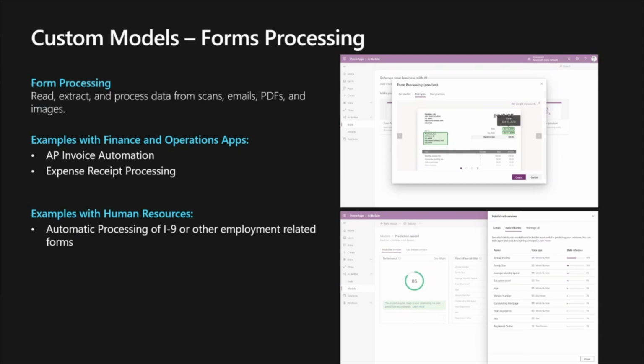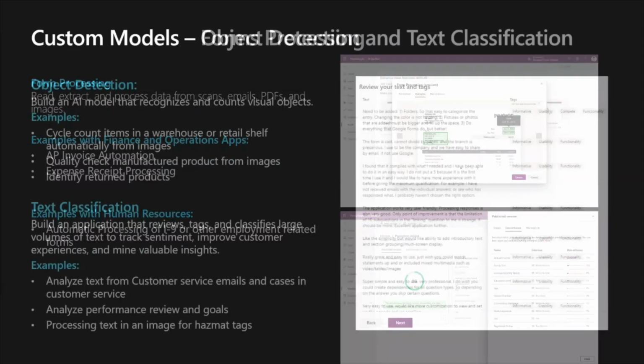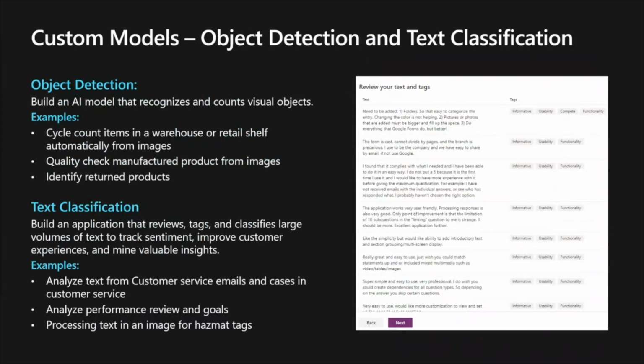Some examples that you might use with human resources are automatic processing of I-9 documents or other employment related forms that are specific to your country or region. The next use cases are around object detection and text classification.